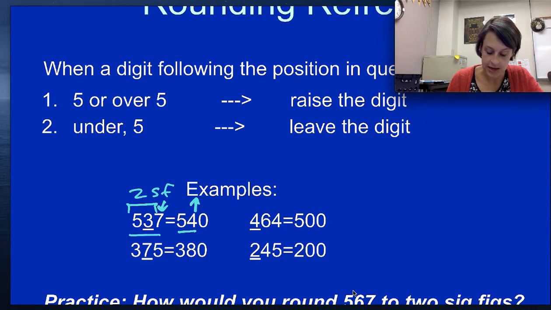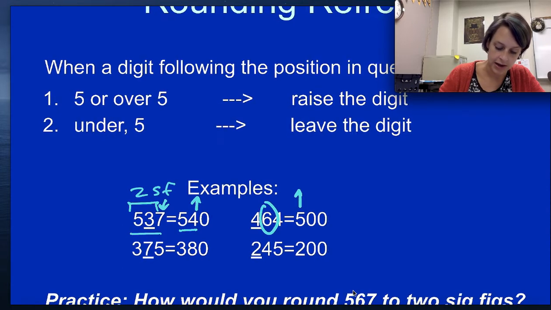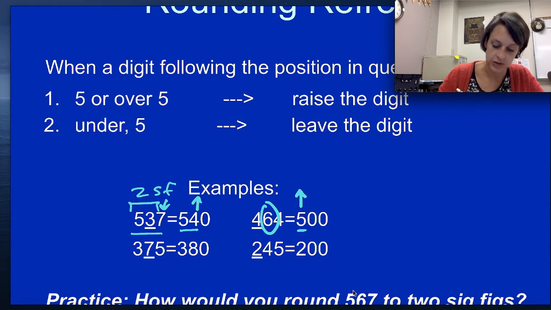Let's say that I do 464 and I can only have 1 sig fig. Well, again, I'm just going to look at this digit right to the right of the sig fig that I need. 6 is above 5, so I'm going to raise the 4 to a 5. And so I can get 500, which only has 1 sig fig. That's what I needed. You might be thinking 464 is really different than 500. Like, we just rounded a ton.